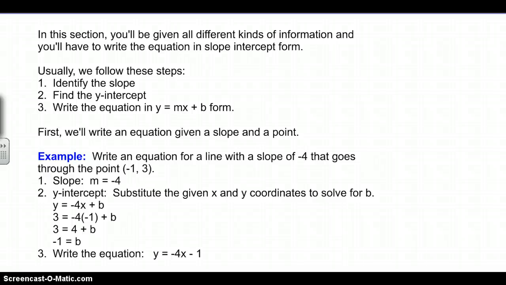What I usually do is write the equation in slope-intercept form with just the slope first. So I have y equals -4x plus b. And then I substitute the given values of 3 and -1. So I'm going to put 3 equals -4 times -1 plus b. So 3 equals 4 plus b. So b equals -1. Then I write the equation. So the equation is y equals -4x minus 1.